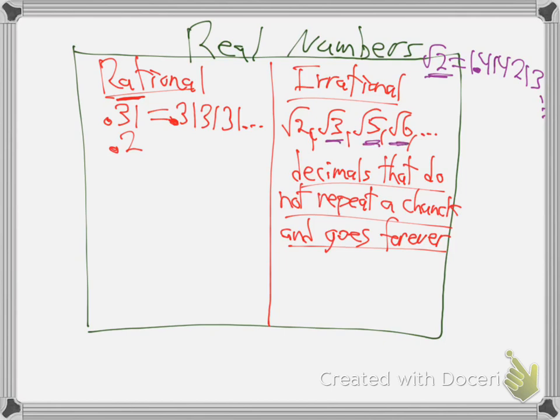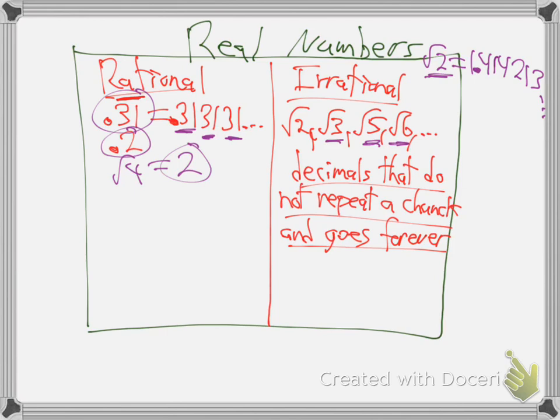Why not square root of 4? Look, I skipped 4, right? 2, 3, 5, 6. Why did I skip the square root of 4? Because it's just 2. Square root of 4 would be over here on the rational side, wouldn't it? That's not a decimal that goes forever, right? So decimals that stop, like 0.2 or just whole number 2, which is 2.0, or a decimal that goes forever with a repeating chunk, 31, 31, 31, those are all rational.